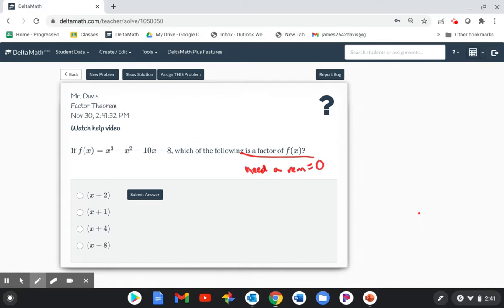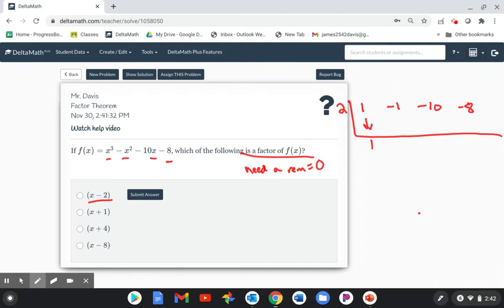Let's again start by just checking the powers. We have 3, 2, 1, 0, so we don't need any placeholder zeros in there. So we write this out: 1, -1, -10, -8. The number on the outside, let's just work our way down, would be a positive 2.